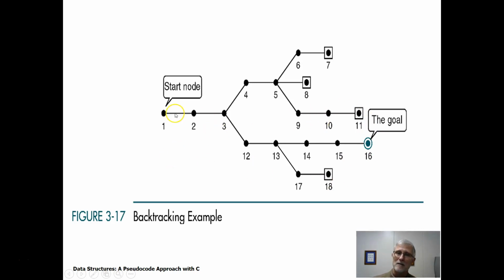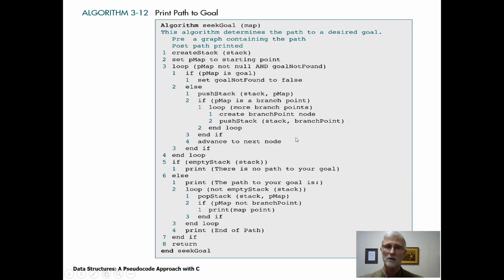But based on what algorithm you use, because you've got to make a decision point at key locations and decide which path you are going to take. And when you make the wrong decision, then you have to backtrack. So what I'm going to do is determine the path to the desired goal. Basically, I've got a graph, and all I'm going to do is print that path. So I've got to create the stack.